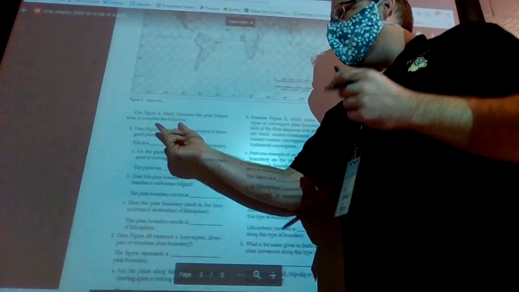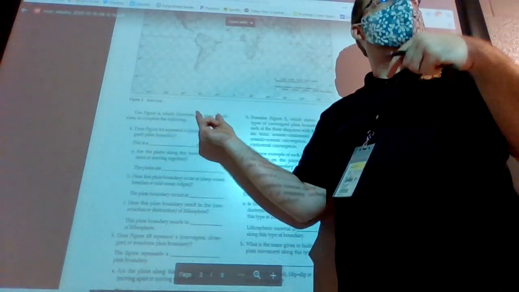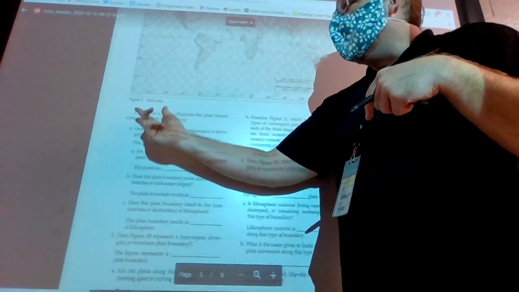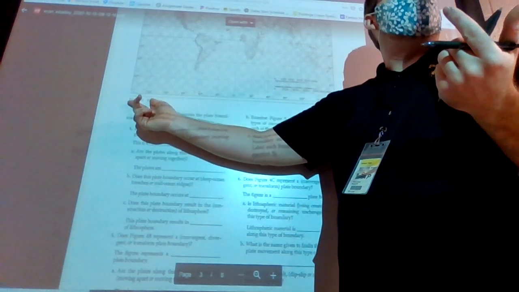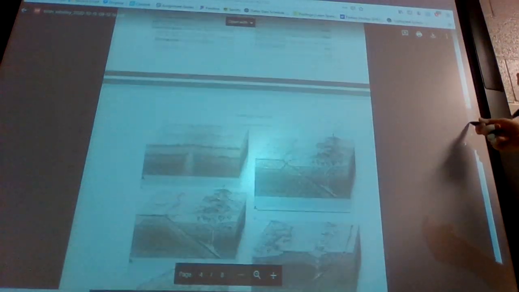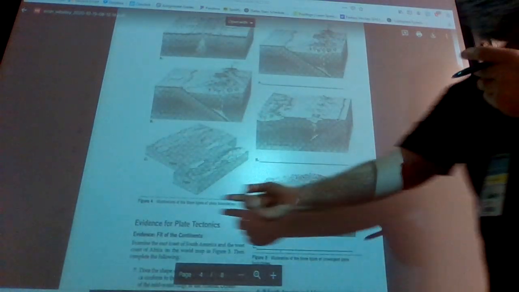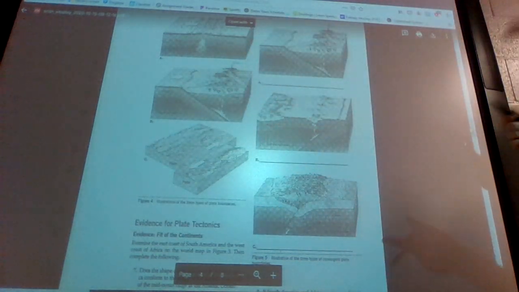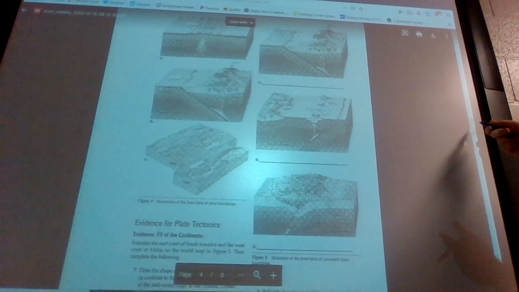So make sure you're looking at the figures. Not always are they referring to the figure that's on this page. So here they say use figure 4. Figure 4 is not just above this question. They have figure 3 above the question. So you actually have to go to the next page to look at figure 4 to answer the question on the previous page. So just make sure you're looking at the proper figure when they ask you about stuff.